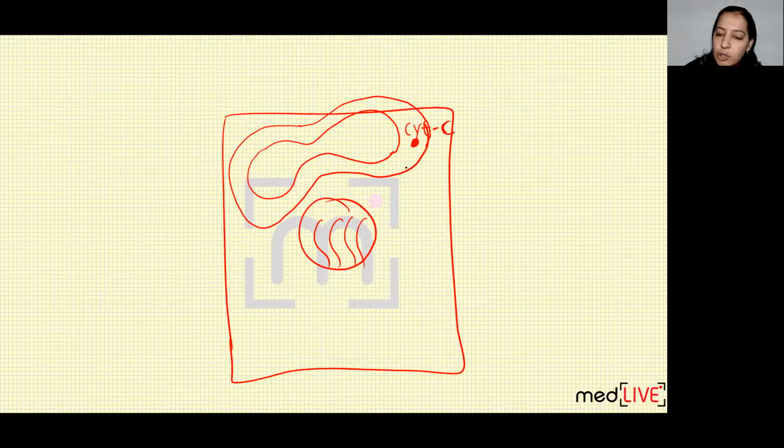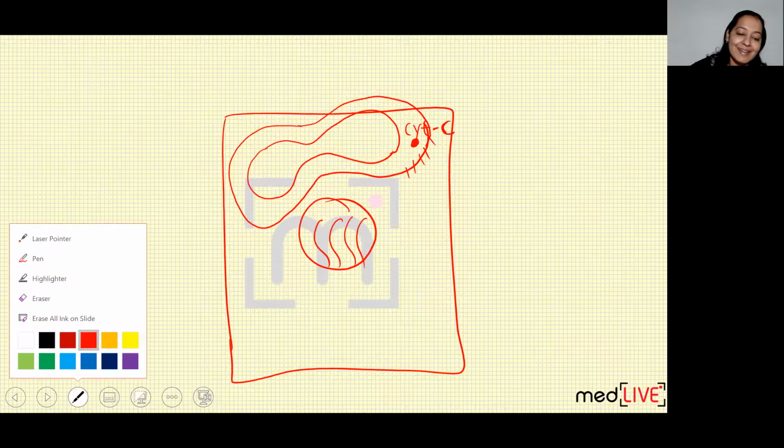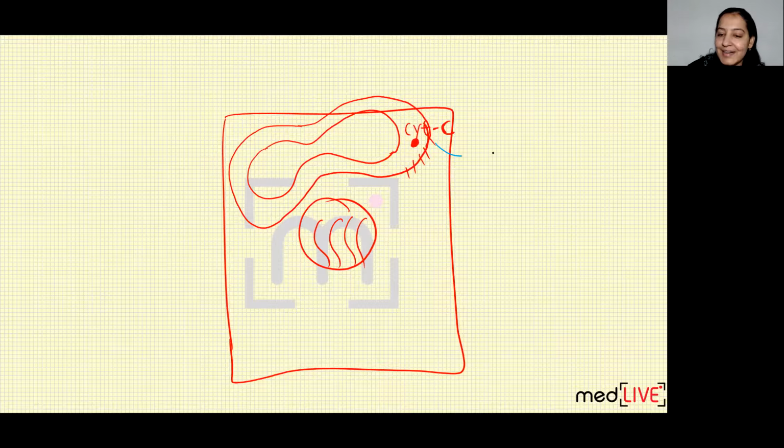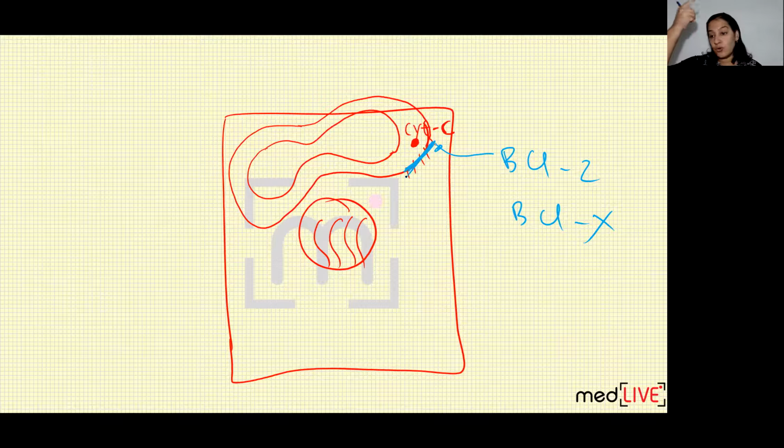There is a door in the outer membrane of the mitochondria, but this door is closed with the help of guards. What is the name of those guards? Bcl-2 and Bcl-X. These two guards keep the gate closed. So cytochrome C cannot come outside into the cytoplasm because the gate is closed. This gate is known as the mitochondrial permeability transition pore, MPTP. It is closed with the help of guards. These two guards do not permit cytochrome C to go outside.